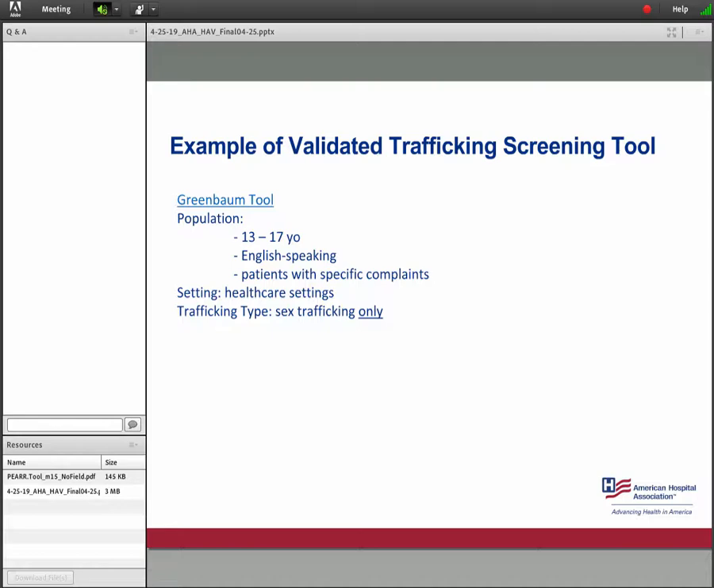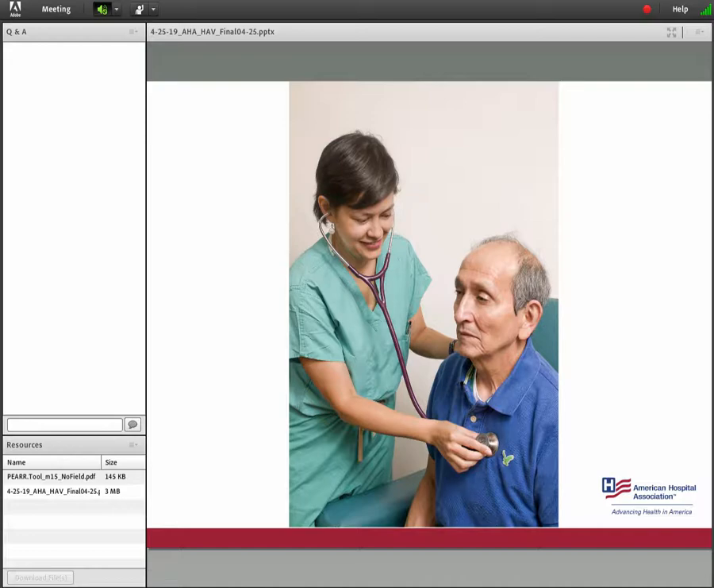But that is the only tool that is validated for the use of screening of trafficking in a healthcare setting. So that means we're not able to yet screen adults in a validated way. We're not able to comprehensively screen minors for labor and or sex trafficking. So what are we supposed to do? In absence of validated screening tools that are comprehensive, we're supposed to do the thing that the stethoscope encourages us to do, which is to listen.